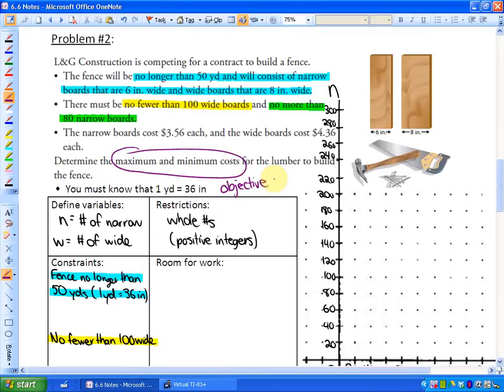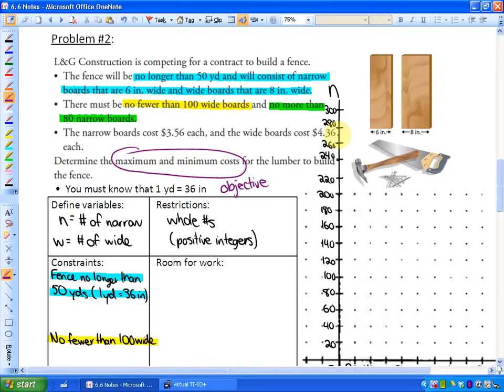Well, if you read the problem carefully, that it wants to be no longer than 50 yards and there's no fewer than 100 wide boards and no more than 80 narrow boards, you might assume that the cheapest fence that they could build, and this would be correct, but we'll find that out as we go, would be with just 100 wide boards, because that would be less than 50 yards and that would be no more than 80 narrow boards. It would be 0 narrow boards. So 100 wide boards would be their cheapest fence. And that would just be 100 wide boards times $4.36. So that's going to be $436.